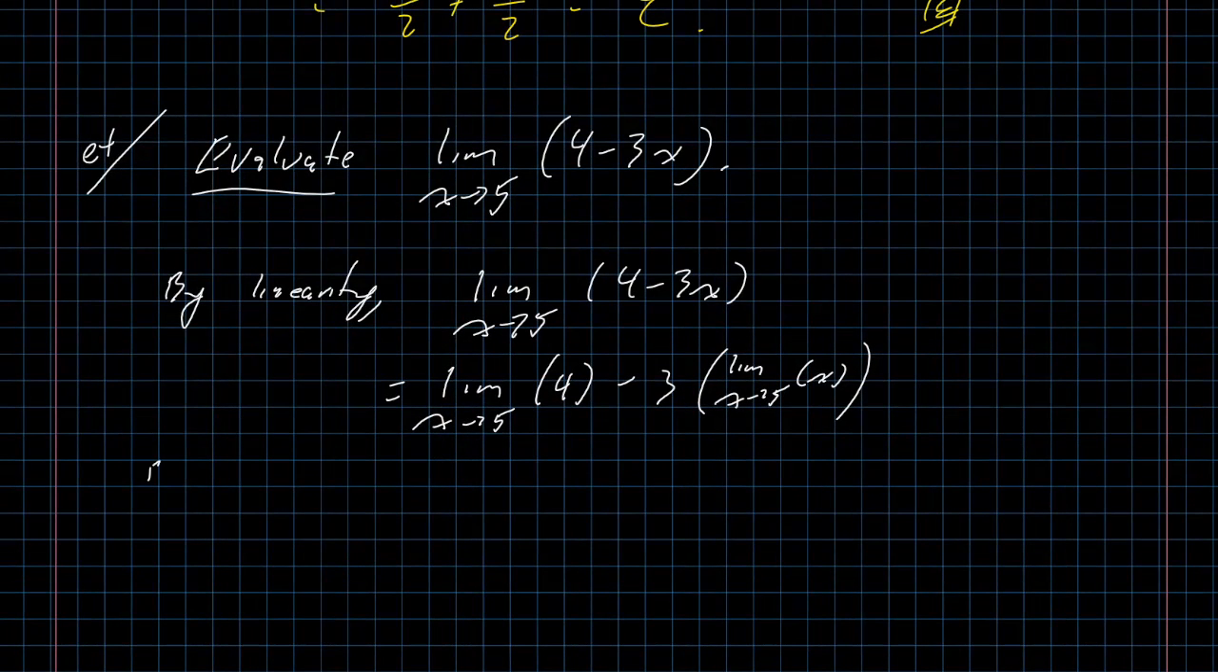Then, by the evaluation theorem, the first one we did, the limit of a constant is that constant, and the limit of x is the value that you're looking for. So we get 4 minus 3 times 5, which is negative 11.